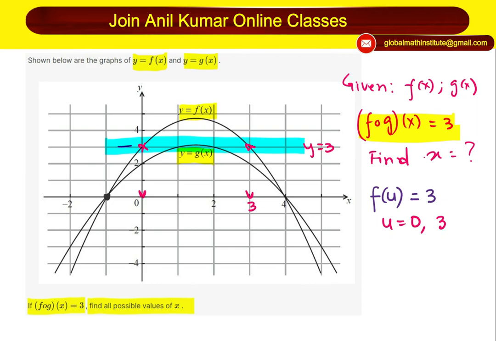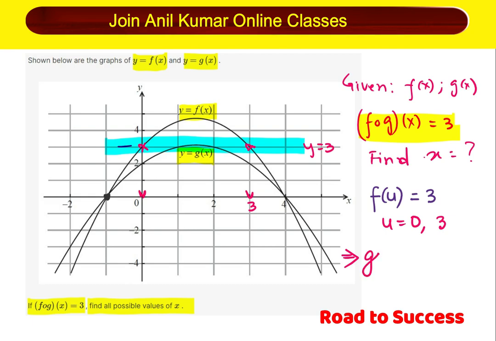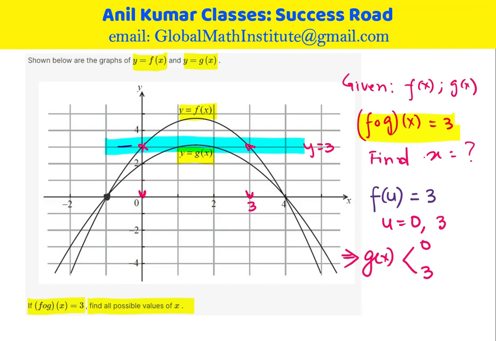Now look here, the inside function given to you is g of x, right? So that implies that g of x should be equal to either 0 or 3. If g of x is 0, what is x? If g of x is 3, what is x? For each value, we'll have to find the x values. I hope the concept is clear to you. You can now pause the video and answer the question.